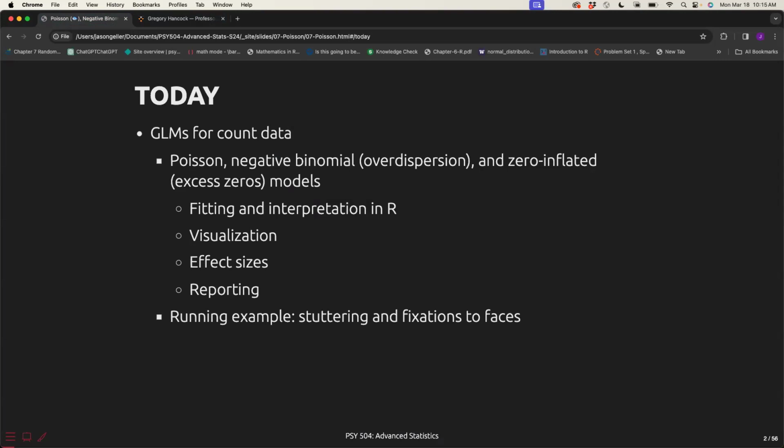And specifically, I want to talk about how we fit and interpret those models in R. I want to talk about visualization of those models. I want to talk about effect sizes and how we might report those types of models.